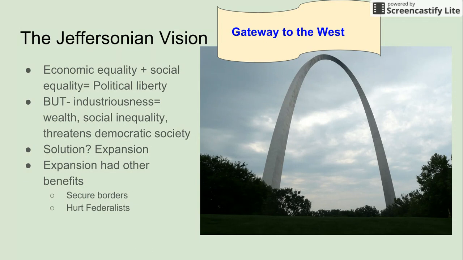He was worried that wealth from the Industrial Revolution, social inequality, these things are threatening a democratic society. So, what is a way you could deal with this? And his solution was expansion. We have this whole continent here. Now, of course, it's not the United States at this time, but it could be.